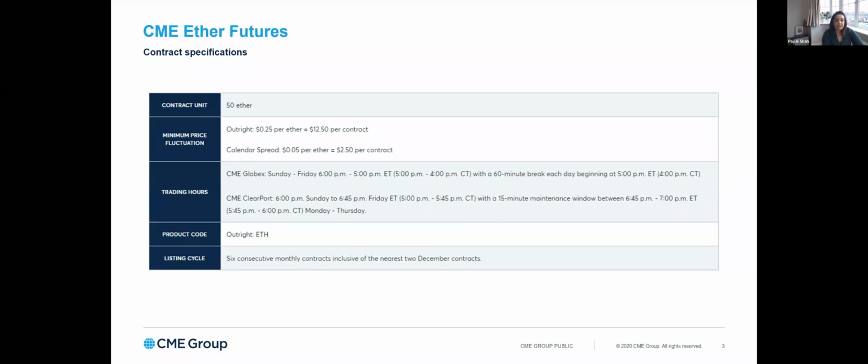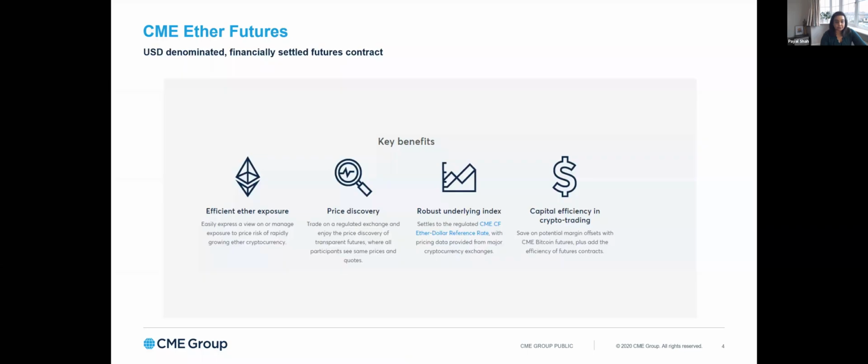Now, there are a few ways to use Ether futures, but the most basic way is as an access product. So if you want to invest in cryptocurrency, but you don't necessarily want to handle the digital asset itself. One of the key benefits of futures is that they are an efficient way to get Ether exposure. The fact that CME is a regulated venue makes it a lot easier for people. Our rules are very clear, they're very transparent, they're tried and they're tested.